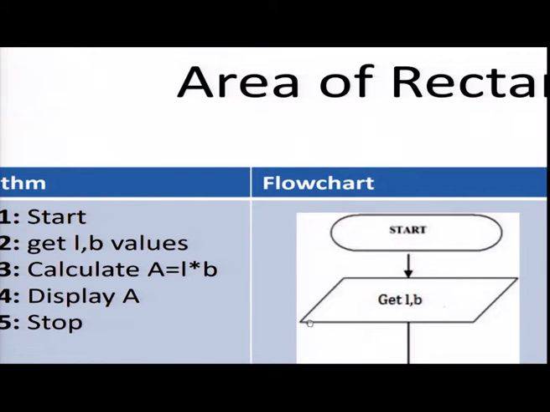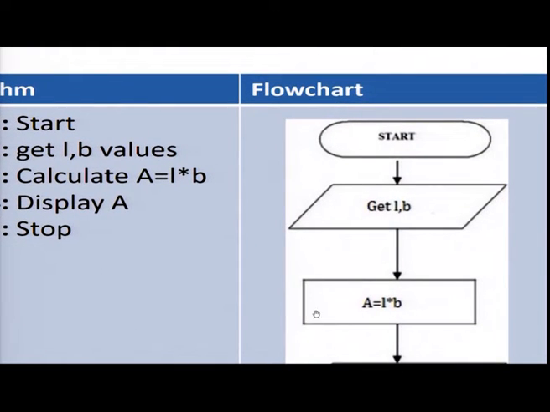Parallelogram is, this is the symbol. So, you are reading the values of L and B or getting the values of L and B. Then, the third step in an algorithm determines calculate A equal to area equal to length into breadth, L into B. Now, what is the symbol used in the flowchart? For calculating, it is the rectangle. So, it is the rectangular box. For doing any kind of procedures, it is a rectangle. So, A equal to L into B.